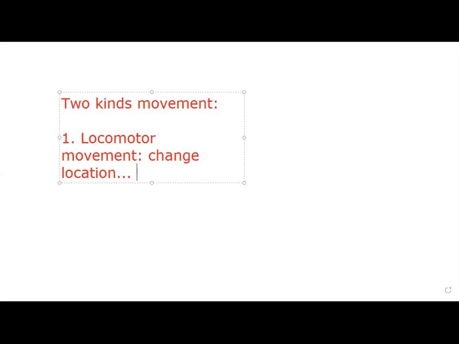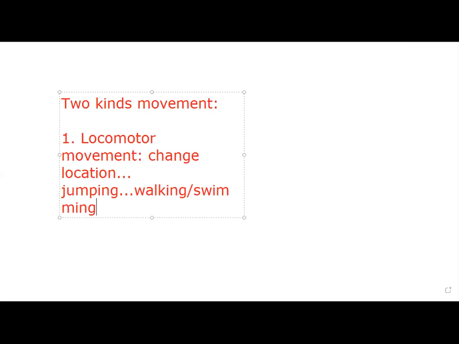Examples of locomotor movement are jumping, walking, swimming, yes, you can say this, and also running. Whenever an animal is jumping or walking or swimming or running, in all of these examples there is a change in location. The animal moves its body from place to place. This is called locomotor movement.